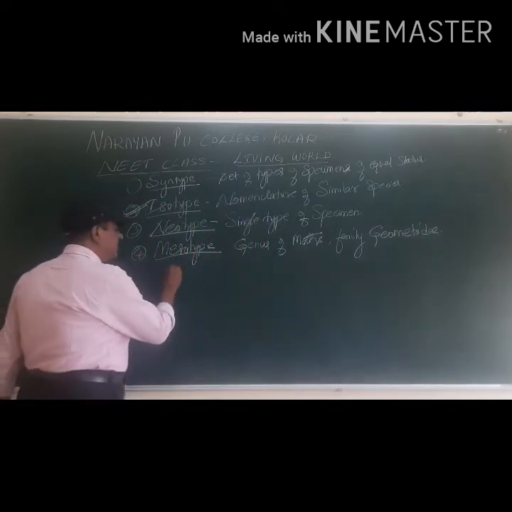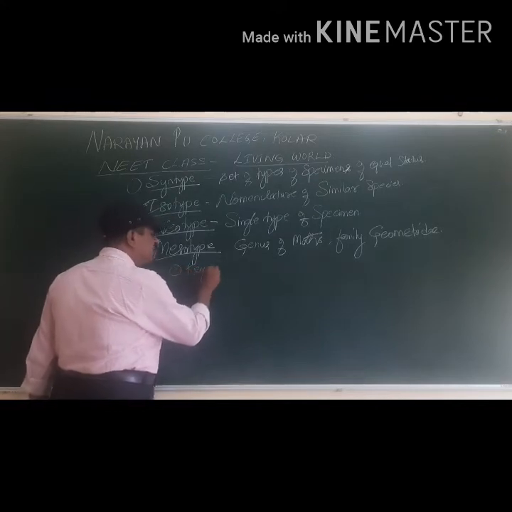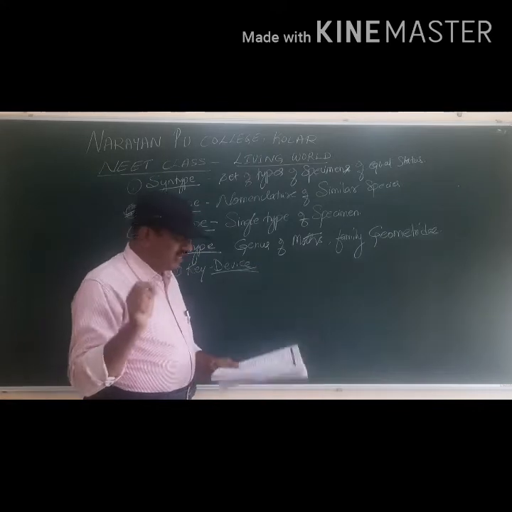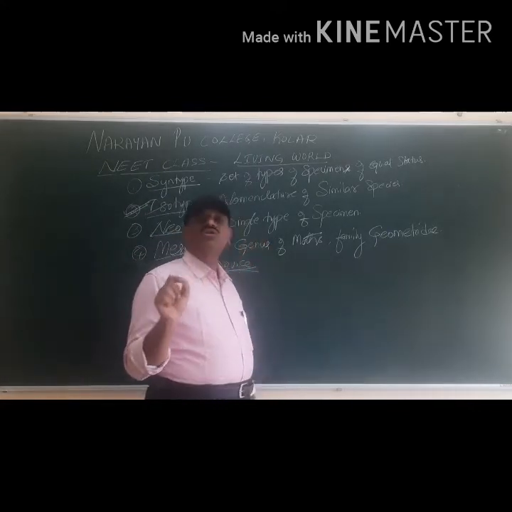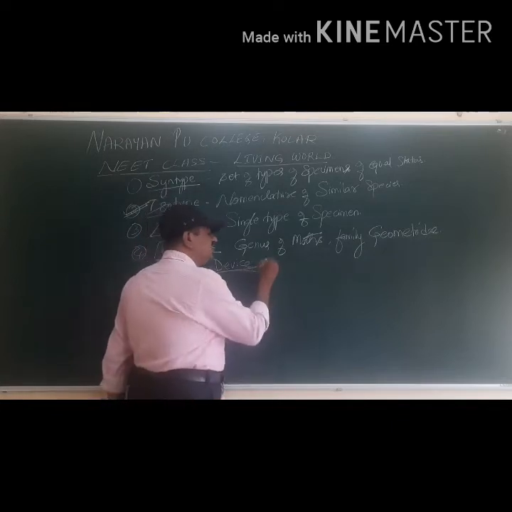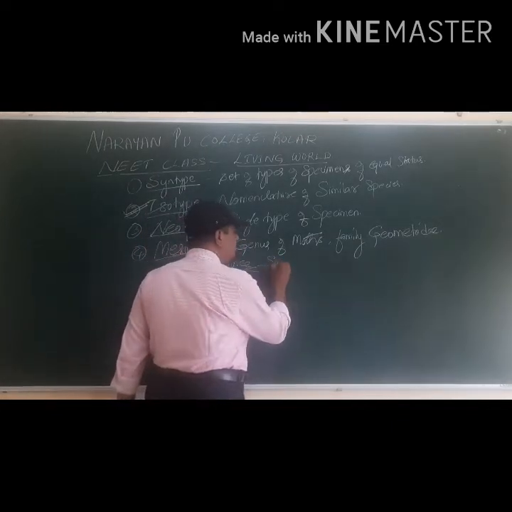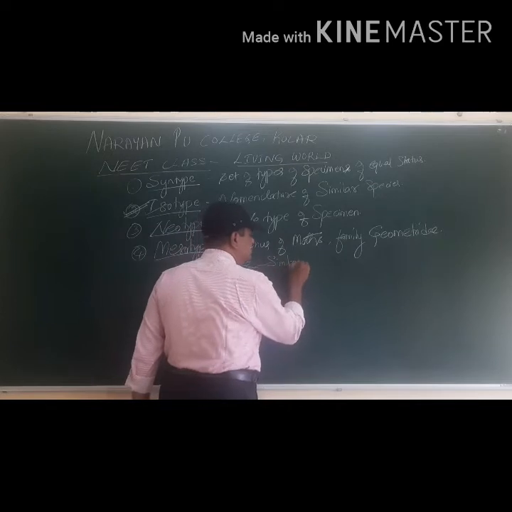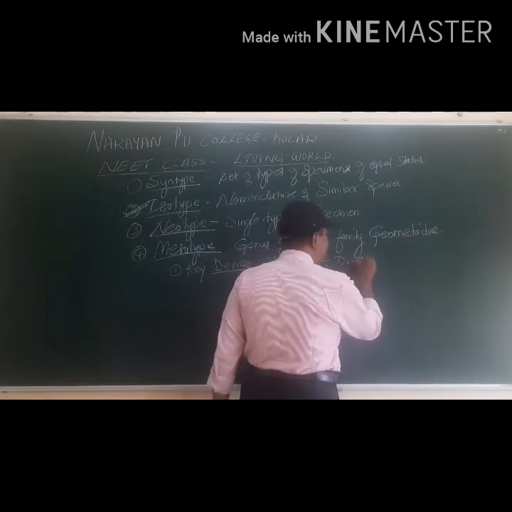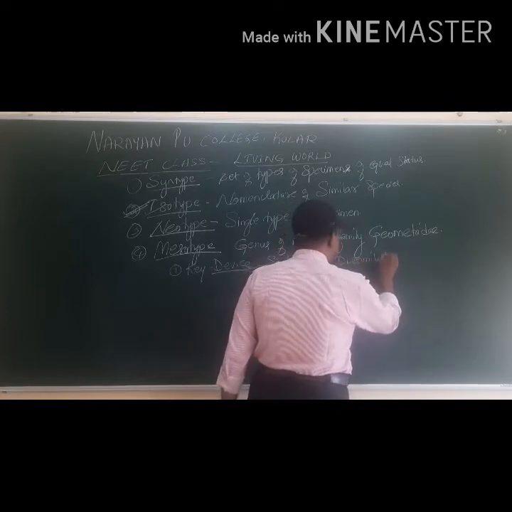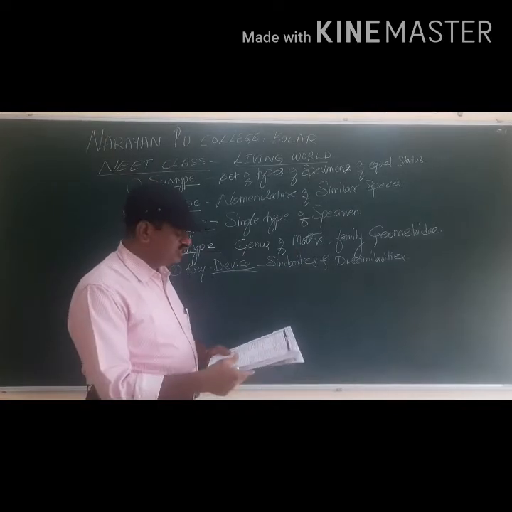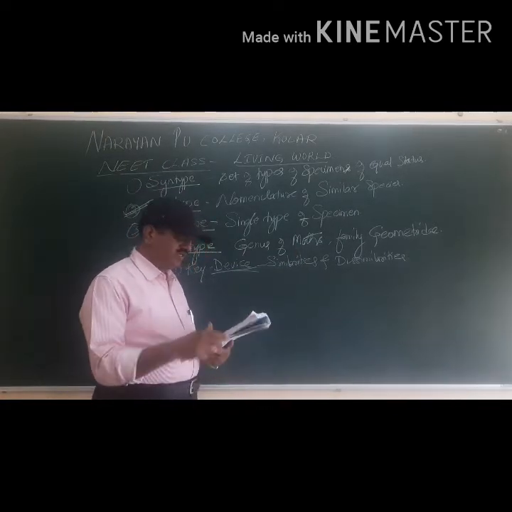So the taxonomic key is nothing but a device. It is a device, or a key card, that is made based on similarities and dissimilarities. Based on similarities and dissimilarities, the plant is identified. So this is called taxonomic key.